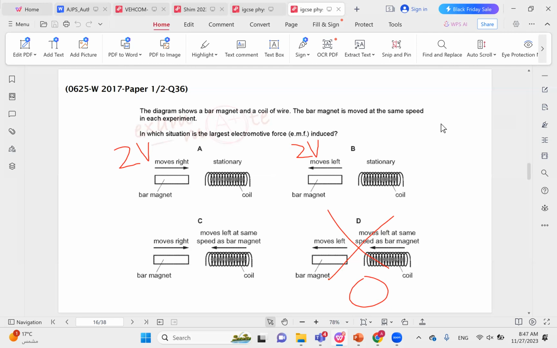So if the magnet is moving at 5 meters per second to the right, and the coil is moving at 5 meters per second to the left, that means that the distance between them is decreasing by 10 meters per second, in a sense. So this has the greatest effect. They're getting closer to each other the fastest. So in a sense, we experience the greatest change in C, and therefore here, for example, the induced EMF would be 4 volts. So C would show the greatest EMF induced.